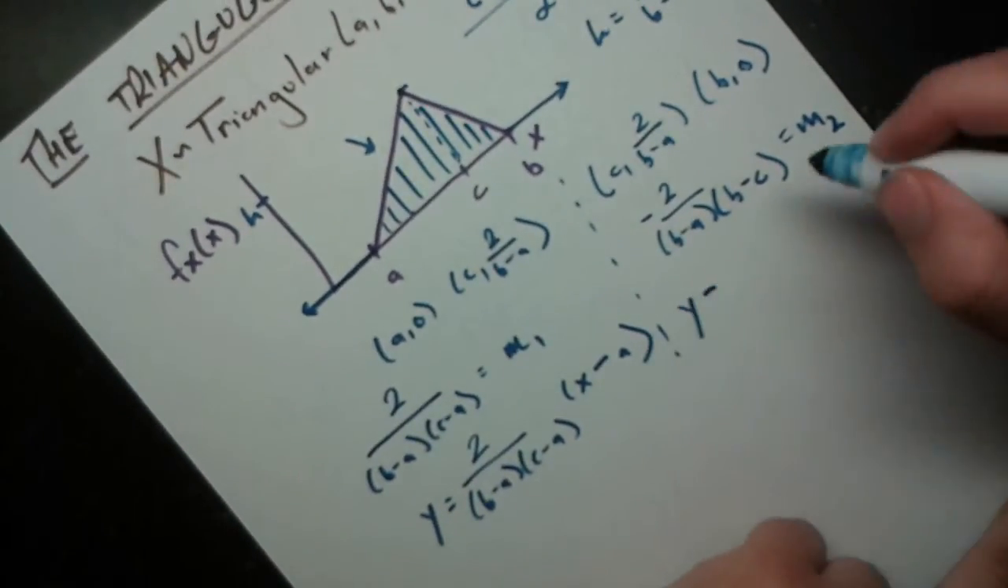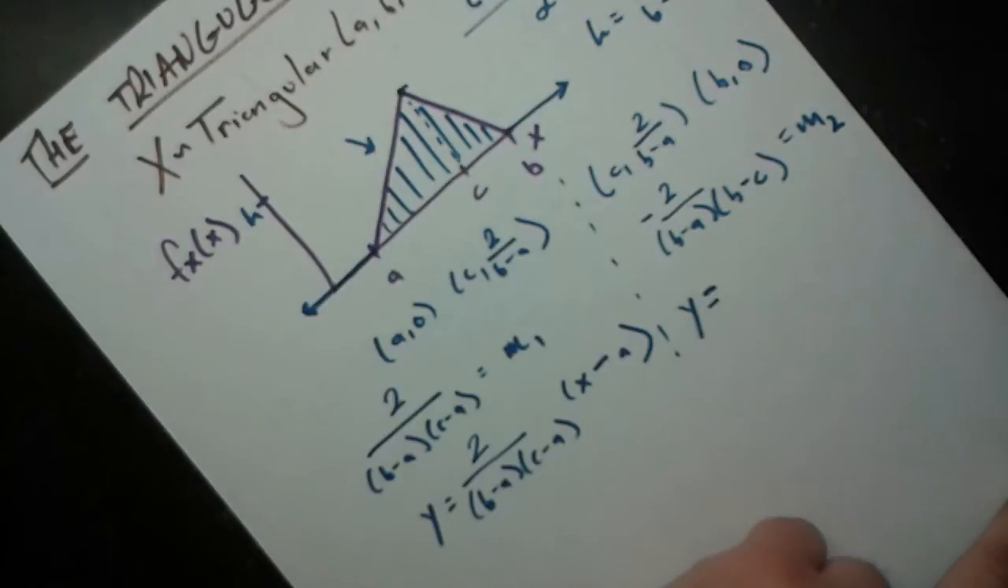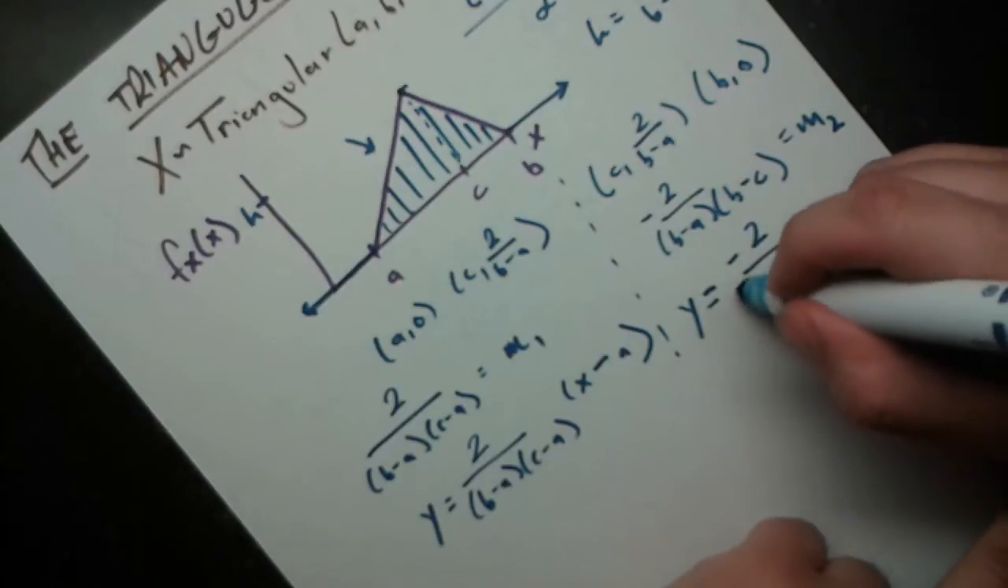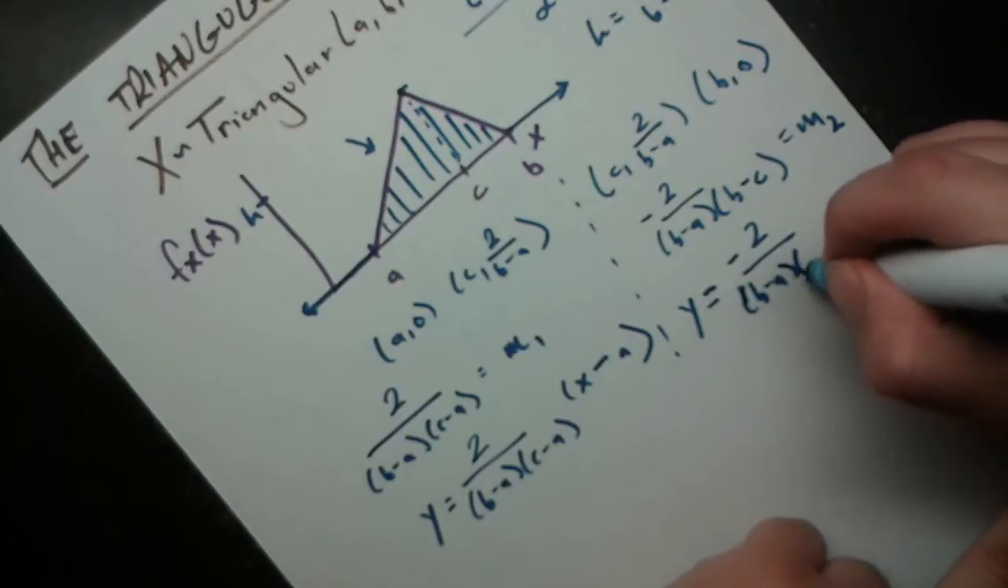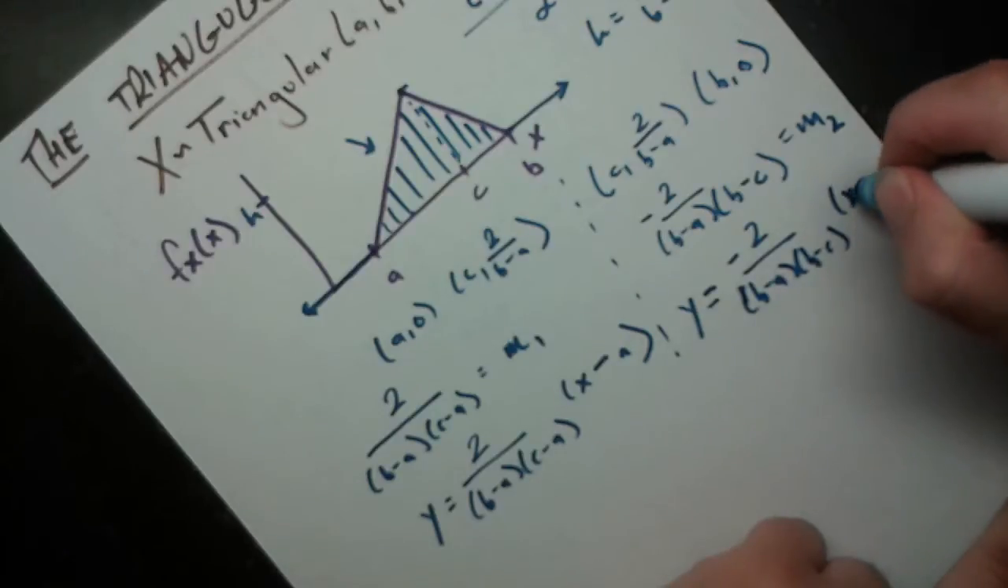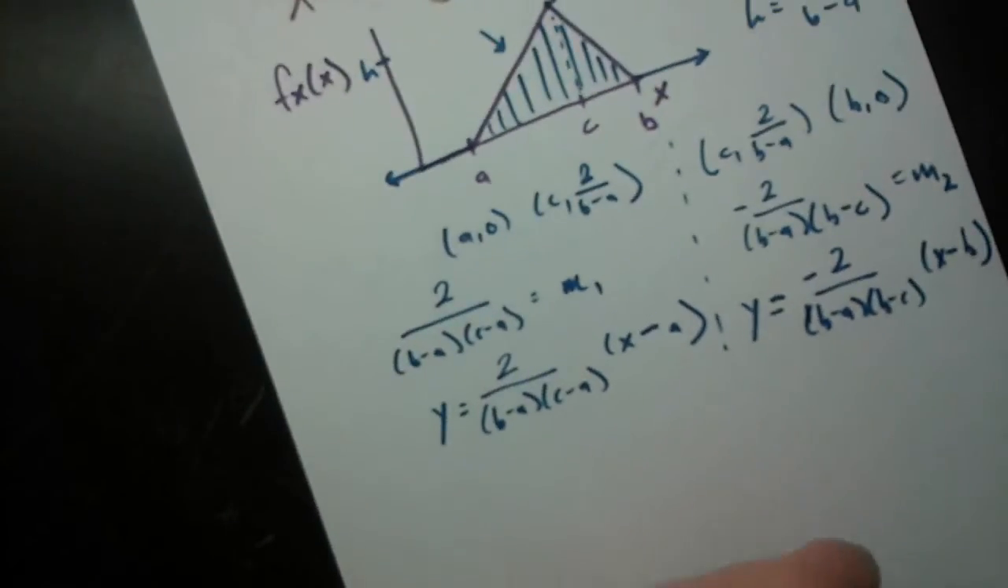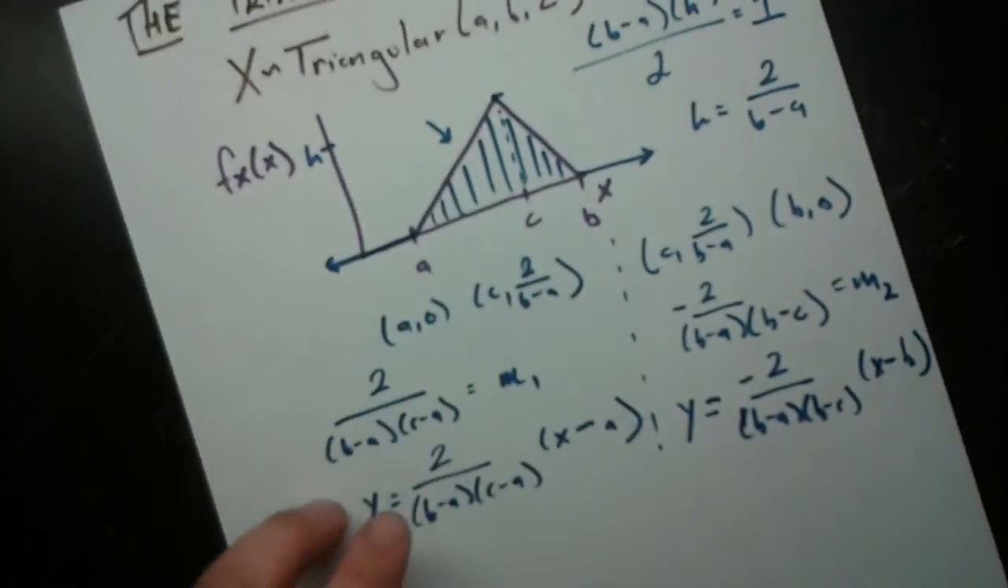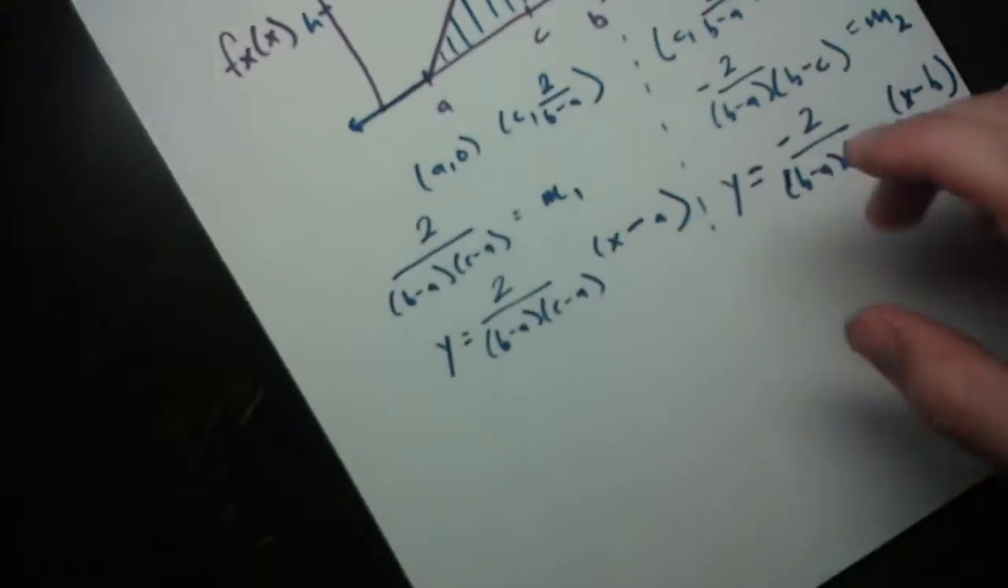So we have y minus 0, so it's going to be right there, equals minus 2, which is the slope right here, x minus b. Okay, so this is our 2 PDFs right here. So let's write that in a more concrete form so we have a nice formula.